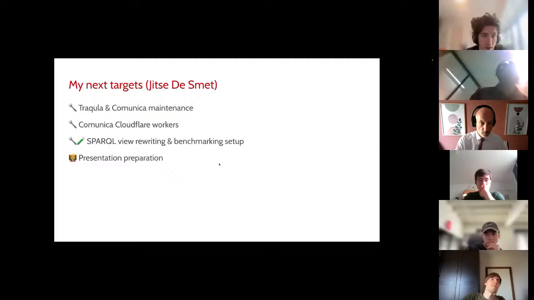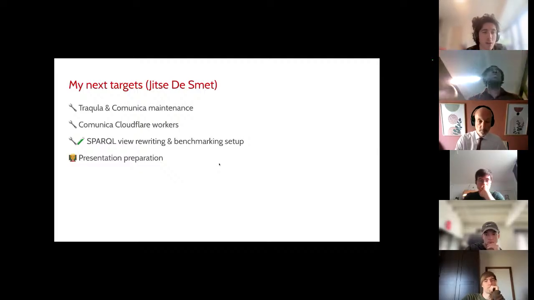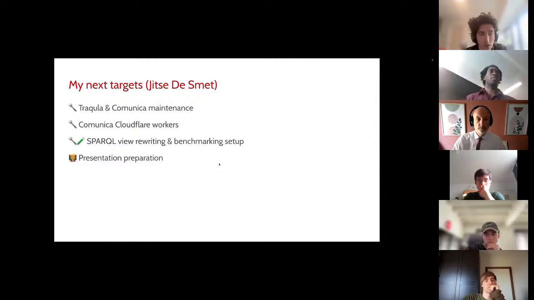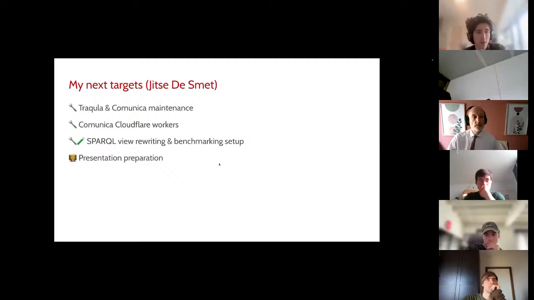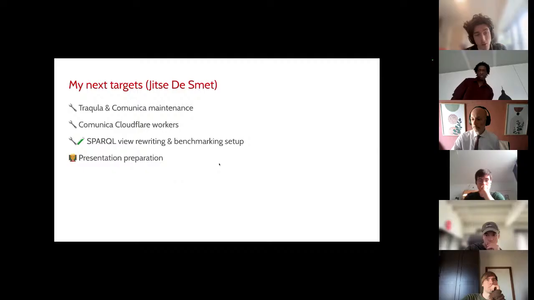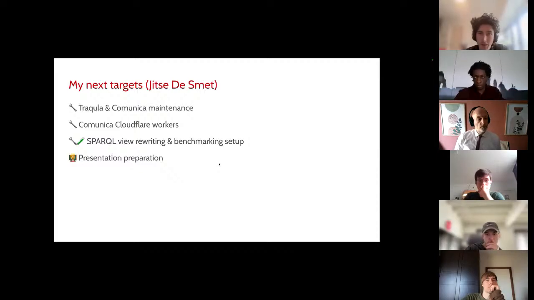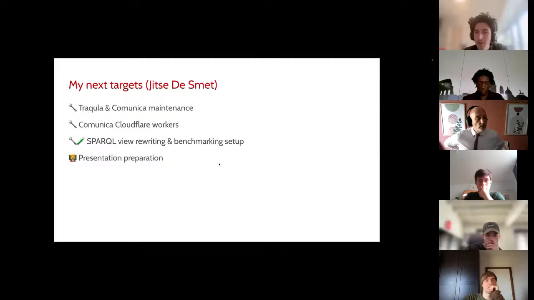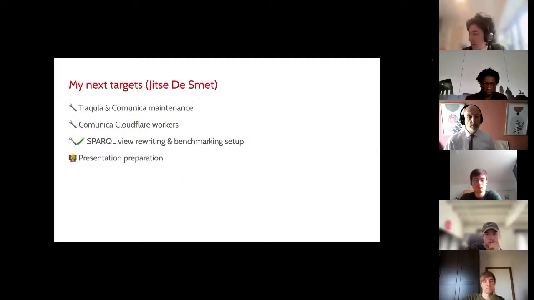Then my next targets: this month I need to look a bit at the Dracula and Communica maintenance, so just some engineering and fixing some bugs. I want to look into Communica Cloudflare workers, which is something that I started last week as well. Then I need to finish the SPARQL view rewriting and benchmark setup. Actually, Maxime from the Vienna team that I visited last year will also come, so we will write a paper. And then some presentation preparation, probably for ESWC. And then apparently we expect the results for the ESWC demos to be out soon, so maybe this also comes on the plate.